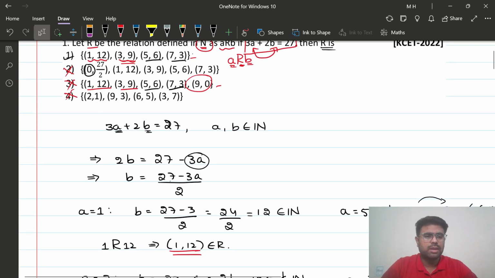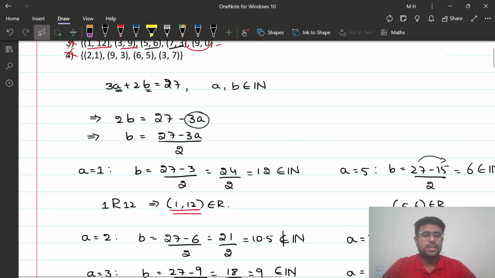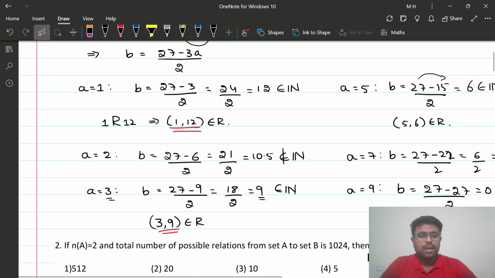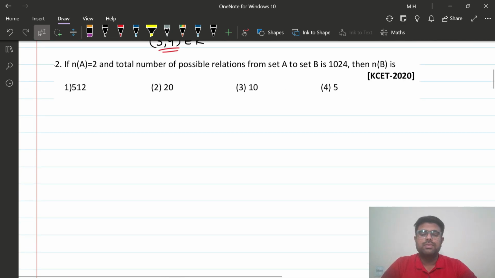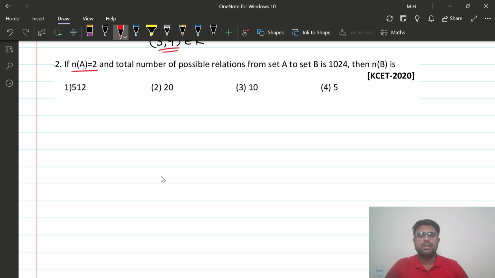Such questions can be asked because there are too many questions like this in the textbook, so it is better that you practice these questions once. Once doing this, we'll go to the second question without any further delay. The second question says, if n(A) is equal to 2, what do you mean by n(A) equal to 2? A has two elements, and the total number of possible relations from set A to set B is 1024, then n(B) is.